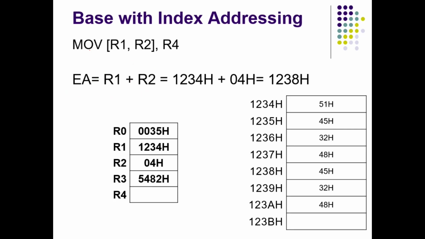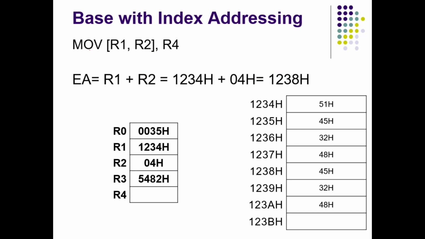Here I have used R1 and R2, where R1 is the base address and R2 is the index address. We can even interchange the positions. We can say R2 is the base address and R1 is the index address, it doesn't matter. Now the processor looks at content of R1 and content of R2. R1 is 1234H, R2 is 04H. So both are added together and the result is called the effective address. 1238H is the effective address calculated by the processor. So what does the processor do? The processor copies content at 1238 address and places it in R4.